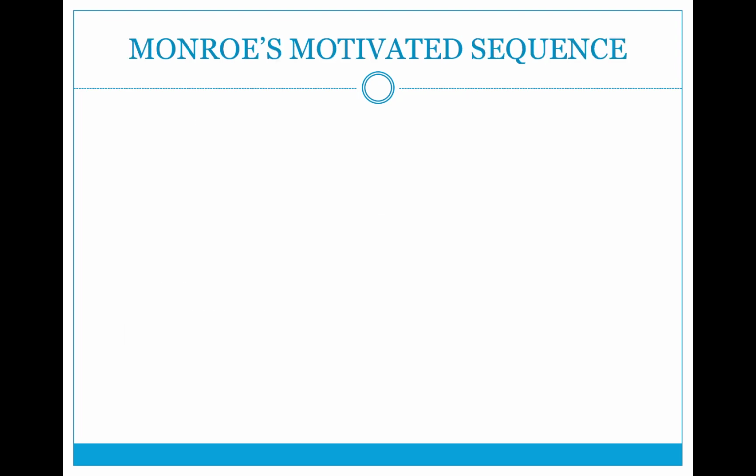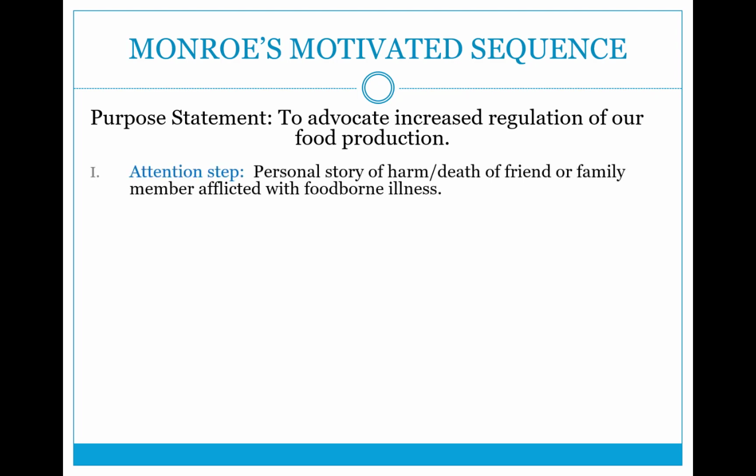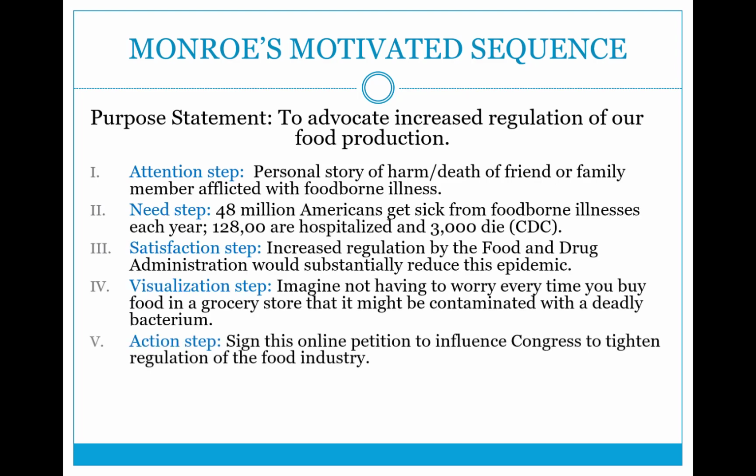The next one is Monroe's motivated sequence. This one we're going to look a lot more closely at as we get into the persuasive speeches, so I'm going to briefly talk about it now. This one you'll see often used in advertisement. People use it all the time to persuade you to do things. And there are five steps. So we're going to talk about each of those steps and what they are. So let's say that the purpose statement is to advocate increased regulation of our food production. I'm going to go through all five of them and then I'm going to come back.